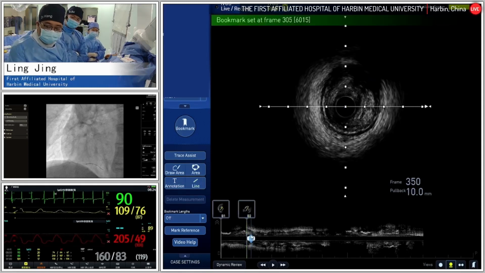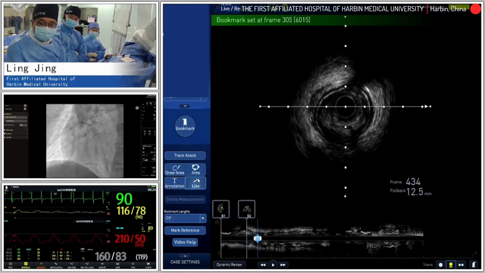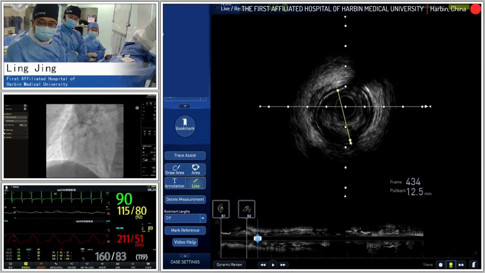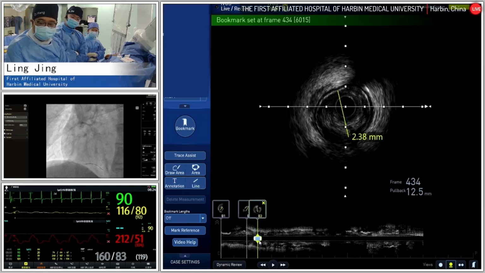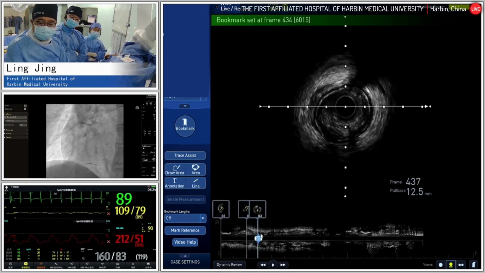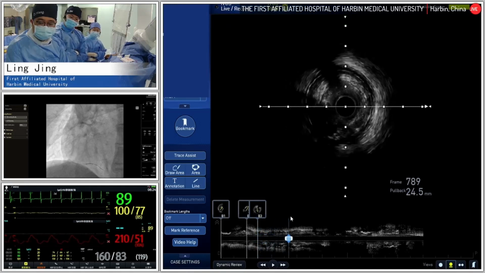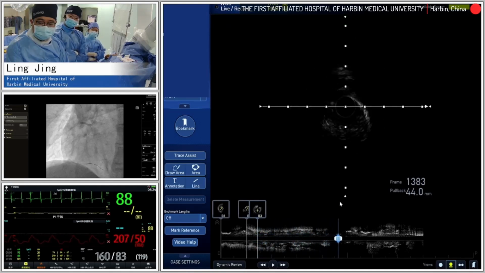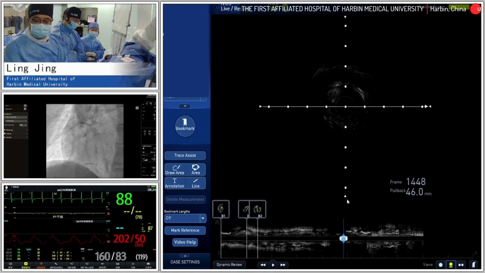Here seems to be 3.0 for the EM at that part, and here is only 2.3. So we should pay more attention to this spot because this is some negative remodeling. This is a long diffuse lesion. Okay, everything is in the true lumen.